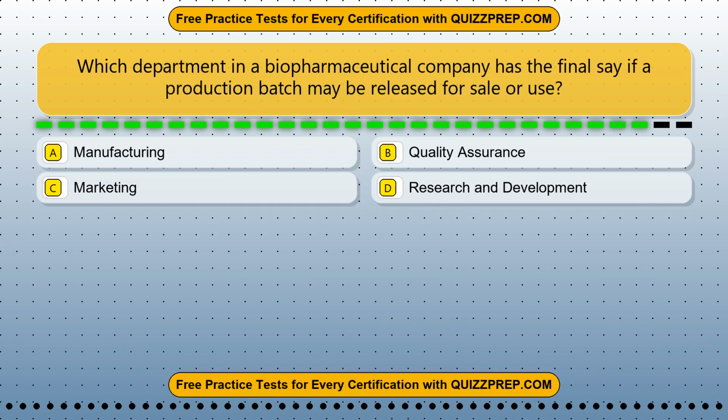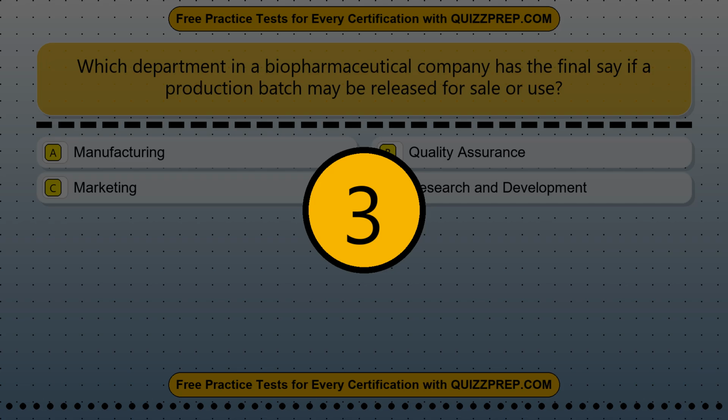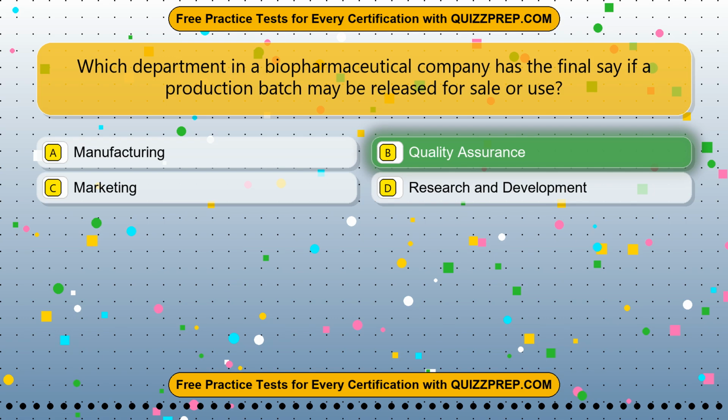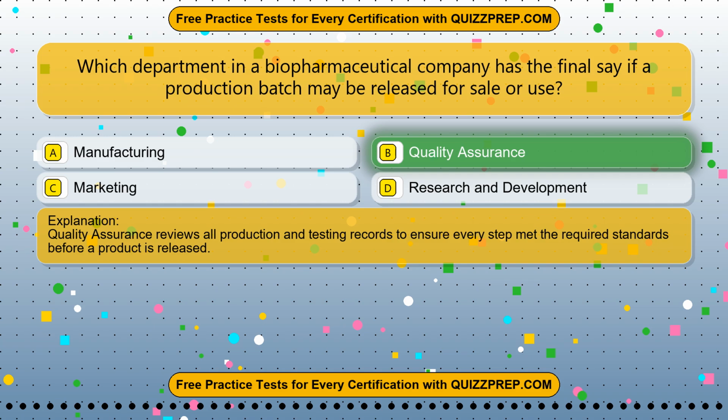Question 52. Which department in a biopharmaceutical company has the final say if a production batch may be released for sale or use? Option A, manufacturing. Option B, quality assurance. Option C, marketing. Option D, research and development. The correct answer is option B, quality assurance. Quality assurance reviews all production and testing records to ensure every step met the required standards before a product is released.